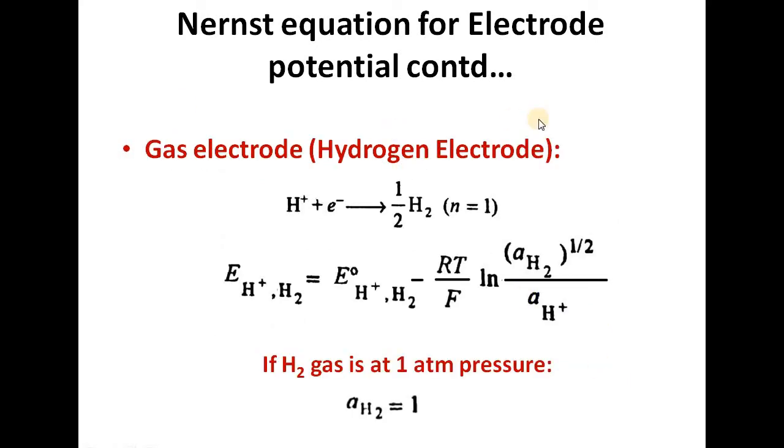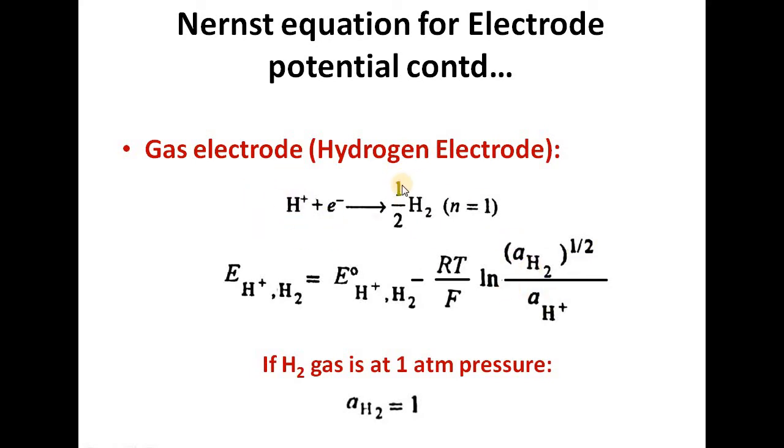Third one is the gas electrode. In case of hydrogen electrode, the reduction reaction is hydrogen ion taking an electron to convert to half mole of hydrogen, where n is equal to 1. Now again applying the Nernst equation, the electrode potential of hydrogen electrode will be equal to the standard electrode potential of hydrogen minus RT by F log natural activity of hydrogen raised to power half divided by activity of hydrogen ion.